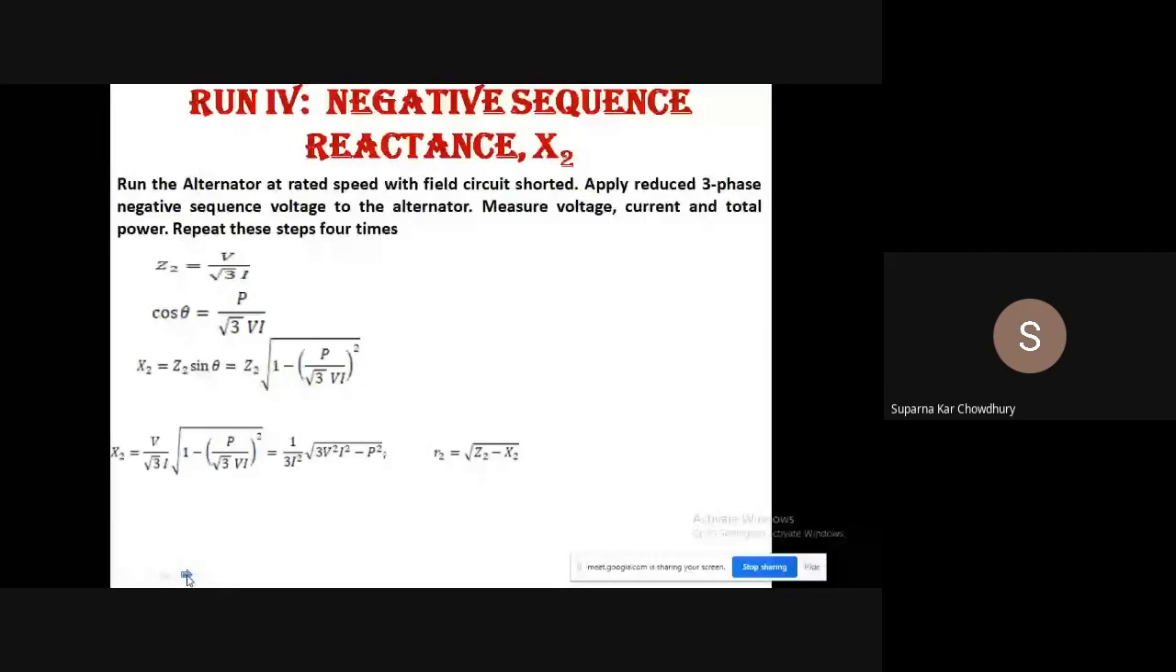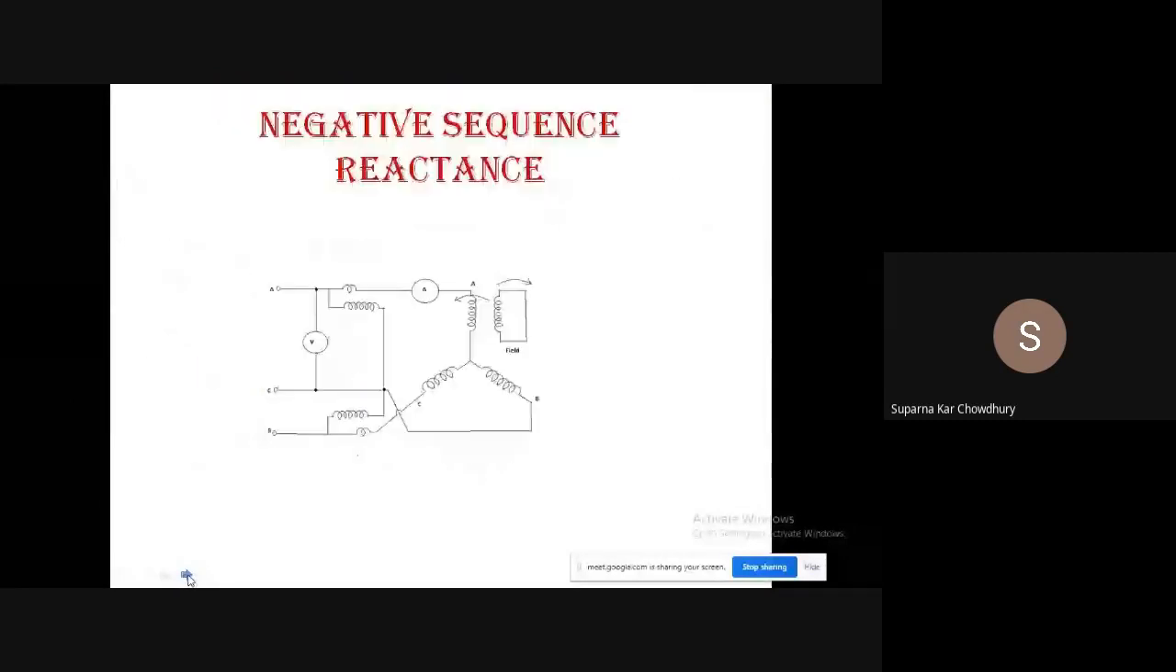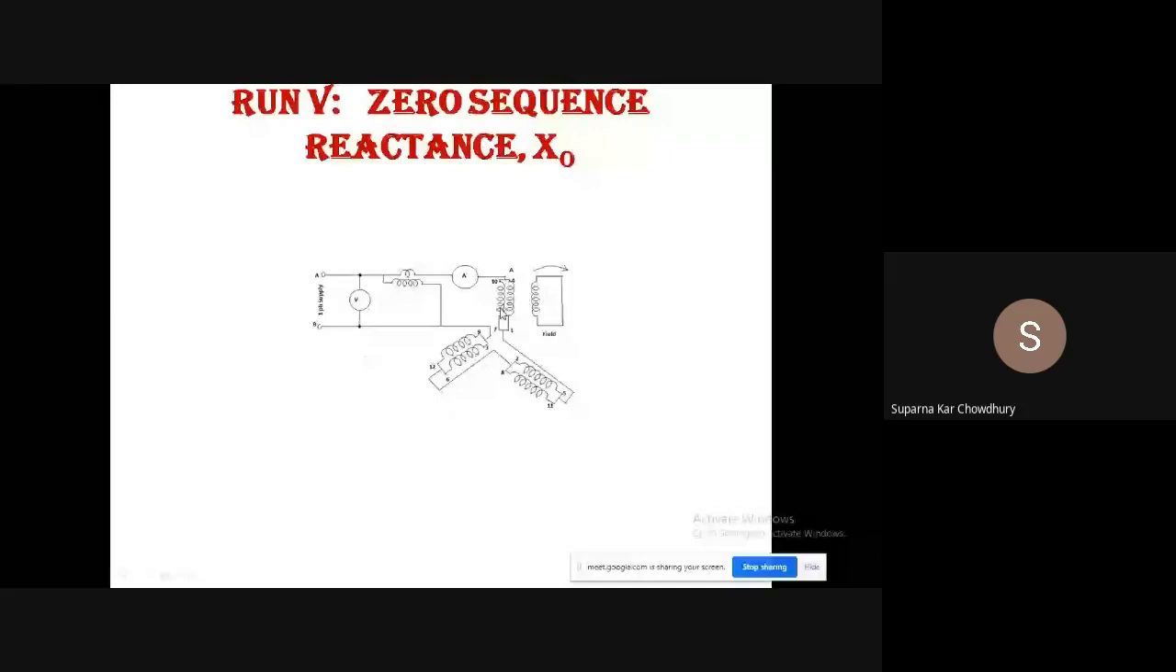And another is the zero sequence. For the zero sequence, we have to connect the windings in series. We remove the star connection and the windings are connected in series, and a single phase voltage is applied. So we have a wattmeter, a voltmeter, and an ammeter. Here also the field is shorted on itself.